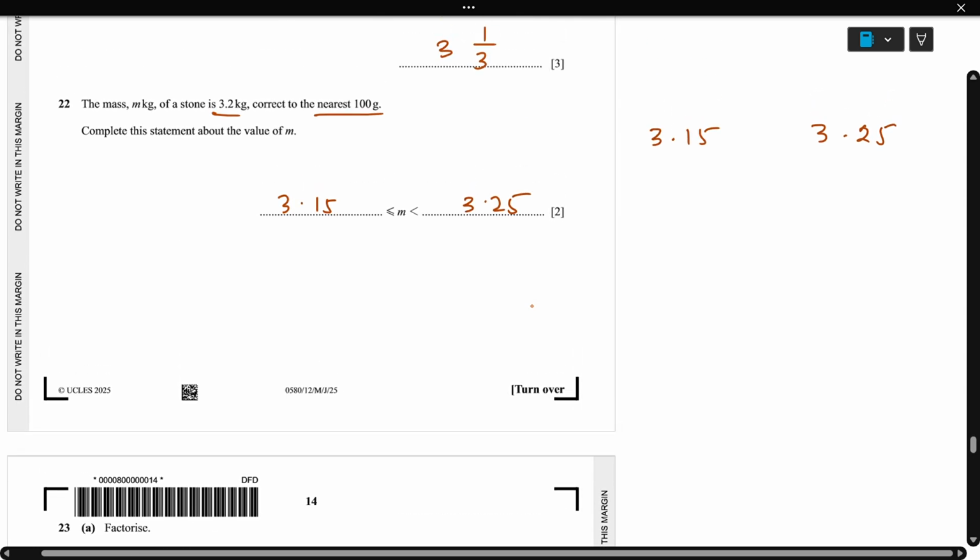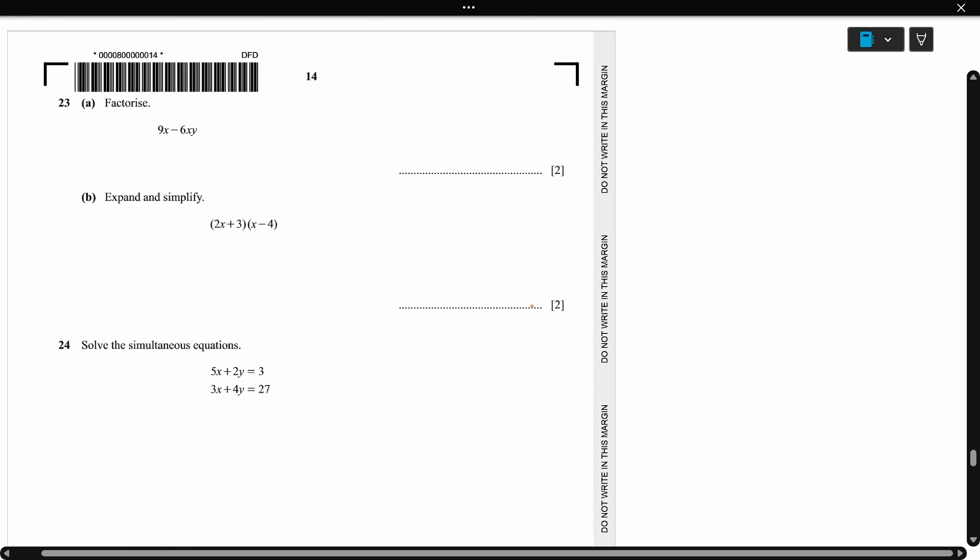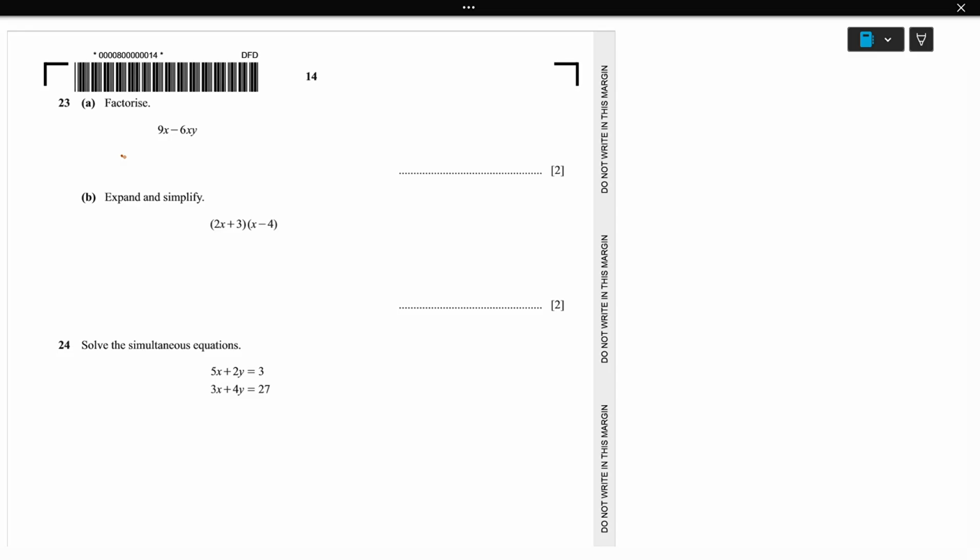Next, factorize 9x minus 6xy. So both common, highest common is 3, both can divide by 3 times table. Also one x is common. The left is going just to divide by 3x in both. When we divide, we'll get only 3, and here we'll get 2y. That's the answer here, 3x into 3 minus 2y.